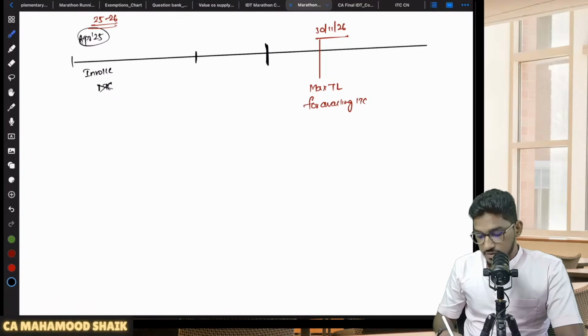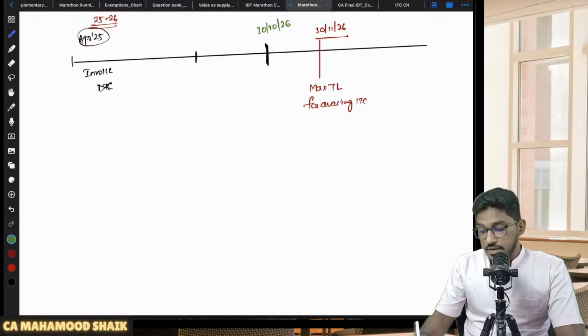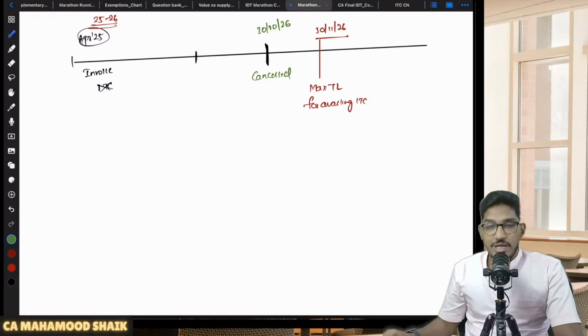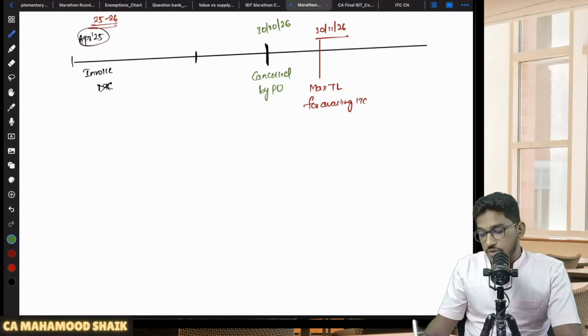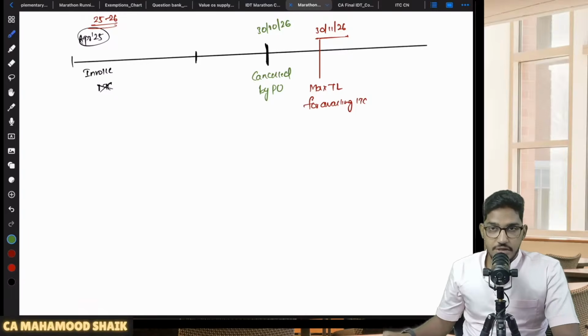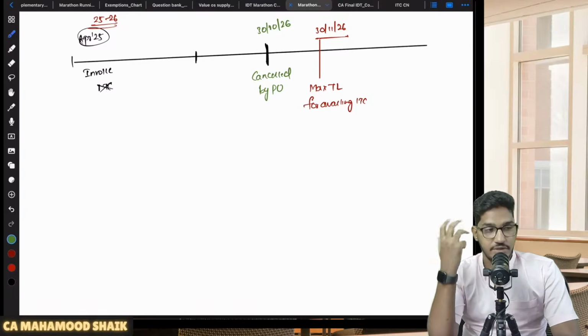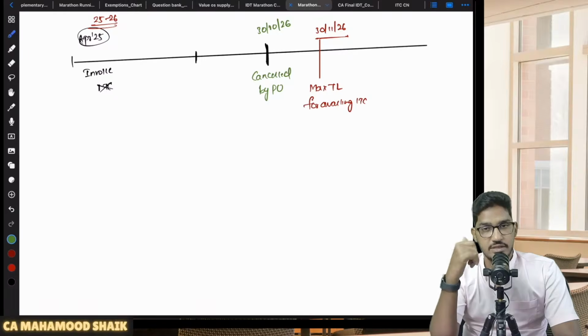Sir, let us say my registration was cancelled on 30th of October 2026. It was cancelled suo moto by the PO, like we have seen in the registration chapter. There are some circumstances where you are not filing the returns or you have committed some violations, then the PO, on suo moto basis, even without your application, can come forward and cancel the registration. So that's what happened.